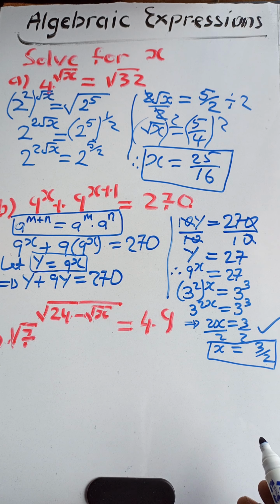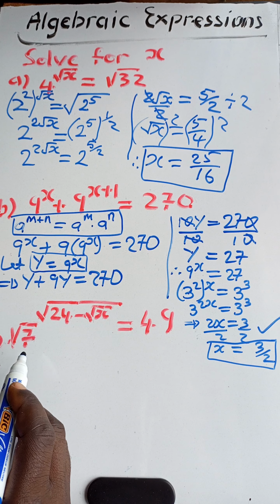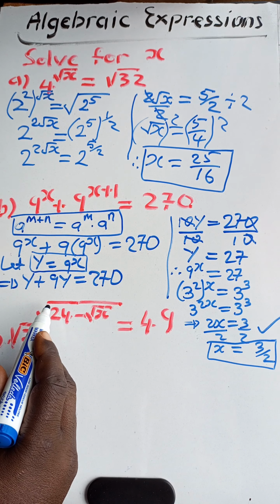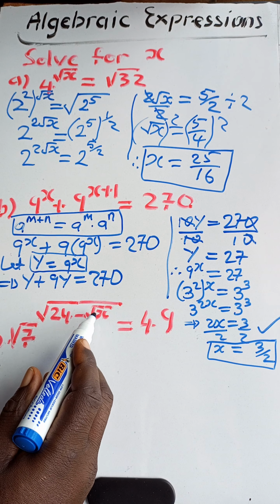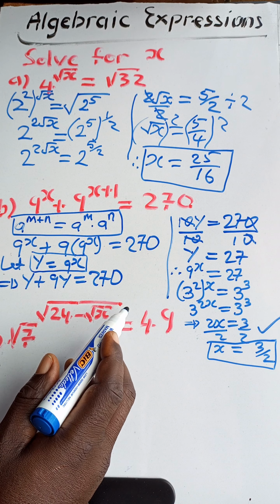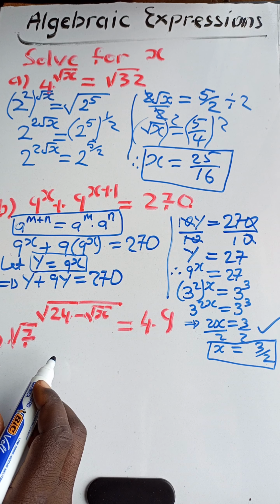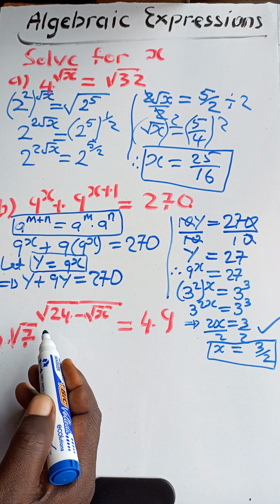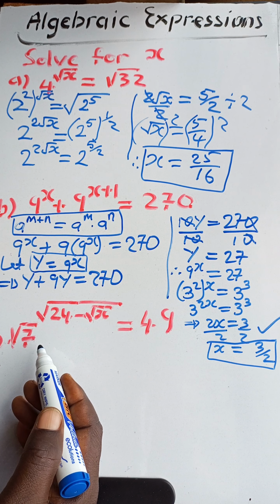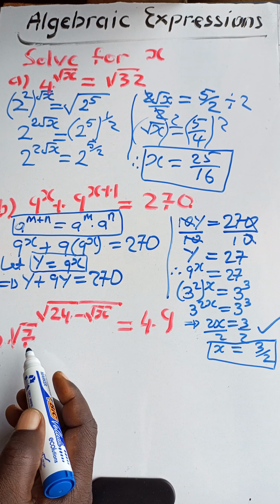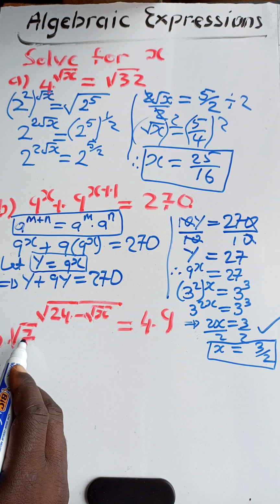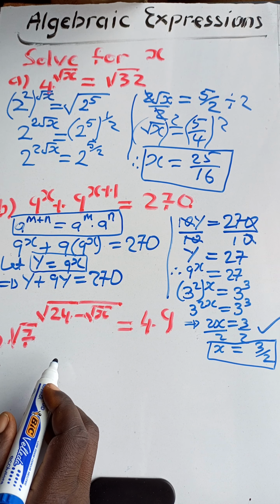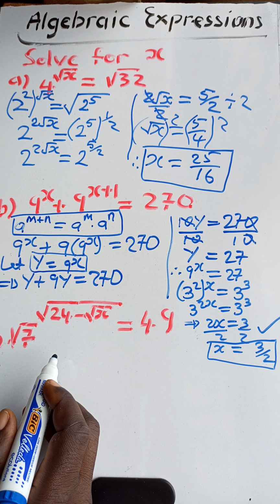Okay? Now, let's take the last exponential equation. We have root 7 raised to the power root 24 minus root x equals 49. Okay, no panic, no matter how complex the equation seems to look. What we quickly see is that we have base 7 here, and 49 can also be changed to an exponential expression whose base is 7.